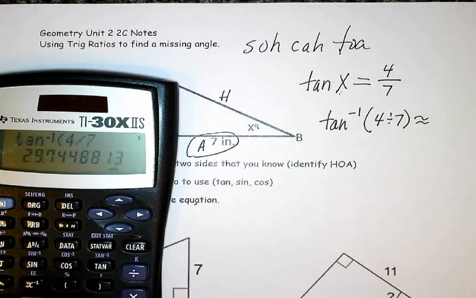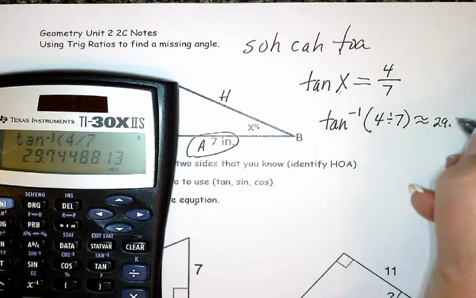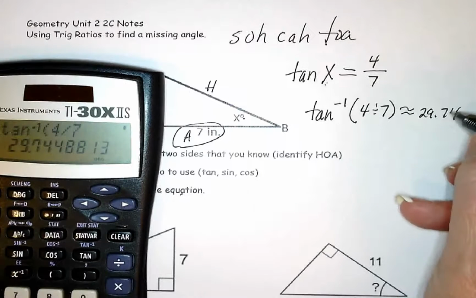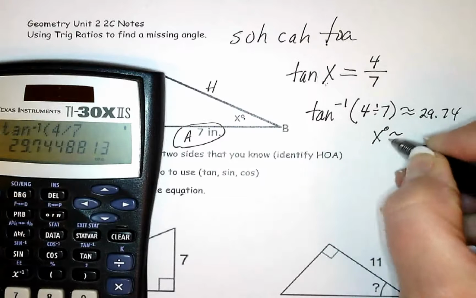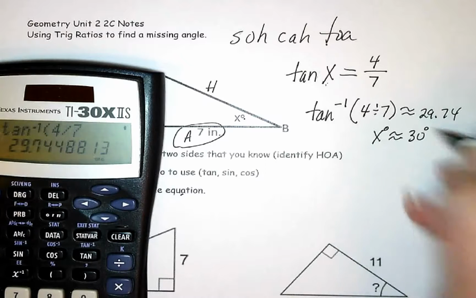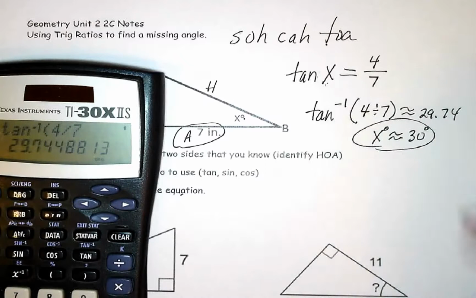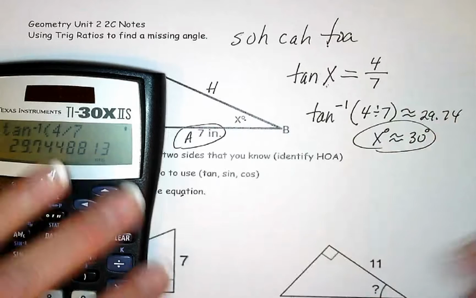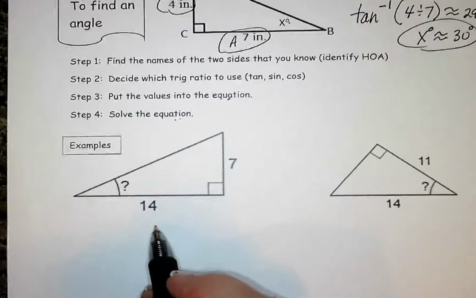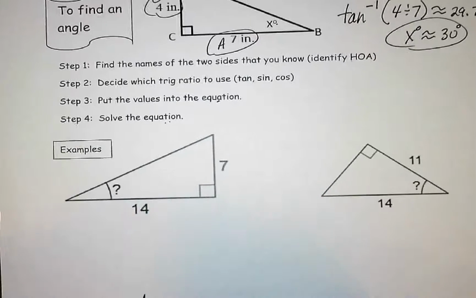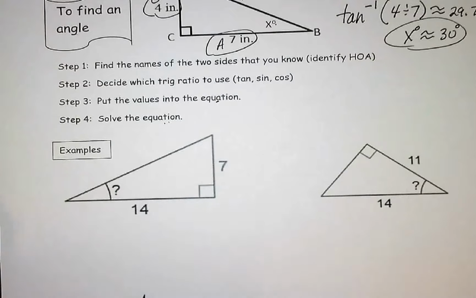And then I get 29.74. And if they say round to the nearest degree, that would mean angle X is about 30 degrees. That's how you should write your answer. That's done. Okay? Once you go ahead now and write these three, set those three up, and I'll be back with the answers in just a second in part 3.